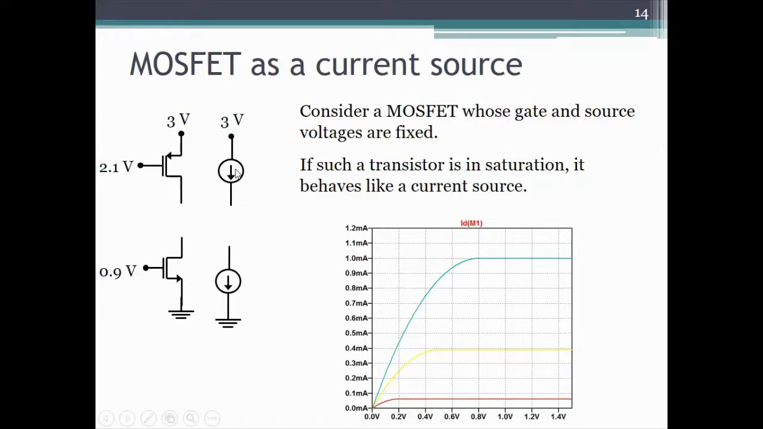And a PMOS current source looks like this. The top terminal is connected to VDD, and one can connect anything on the bottom terminal. For the NMOS, the bottom terminal is connected to the lowest voltage in the circuit. It could be ground or minus VSS, and one could connect any circuit to the top terminal, and that circuit will sink current that is determined by the NMOS transistor. We'll come back to this, and in fact there is a whole chapter on current sources and current mirrors.